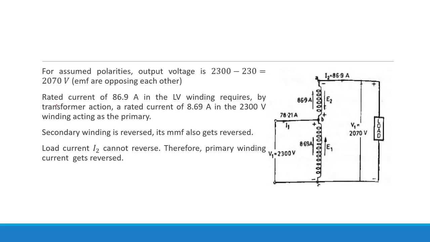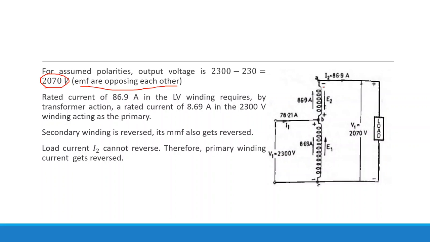So ultimately what value are you going to get? It will be 2070 volts. The reason is obvious, because the EMFs are opposing each other. Okay, you can see the plus and minus. If you are moving in this direction, from negative to positive it will be positive, and from positive to negative it will give you a minus sign. So definitely you are going to get 2070 volts.